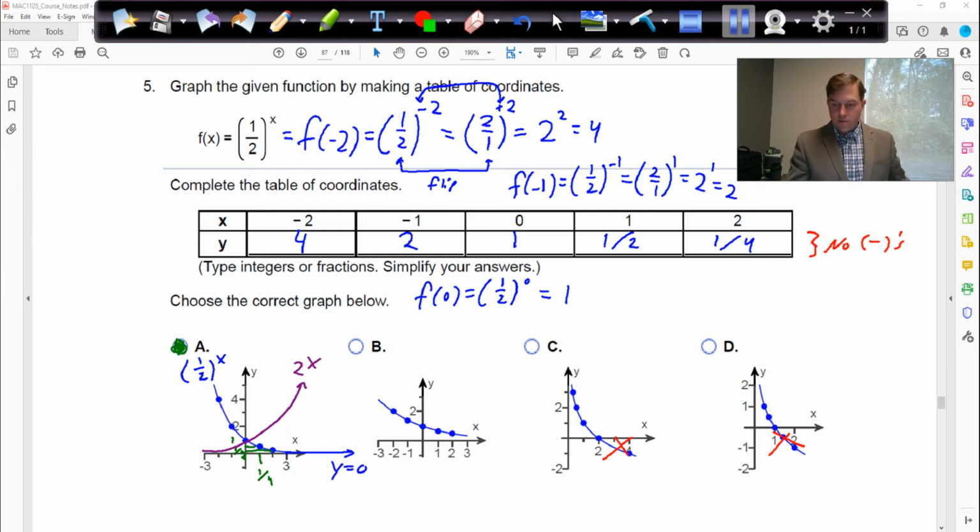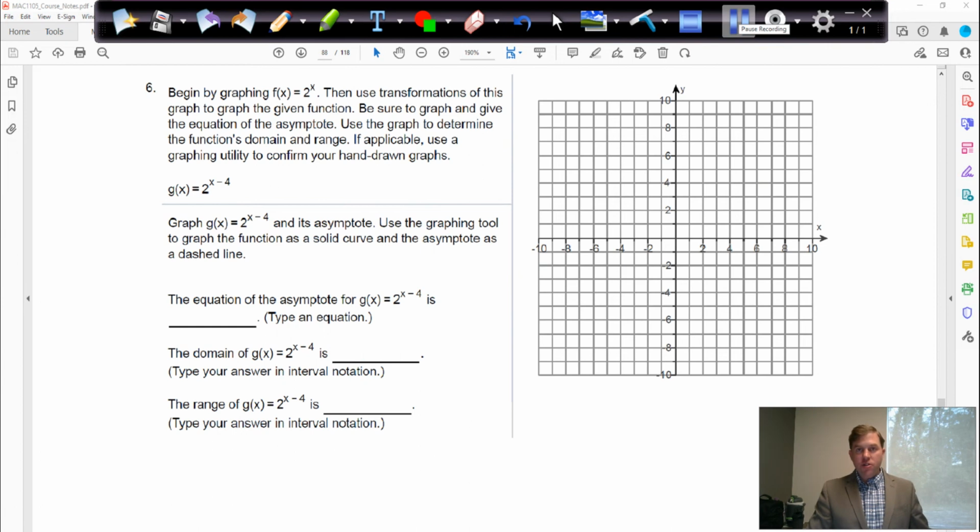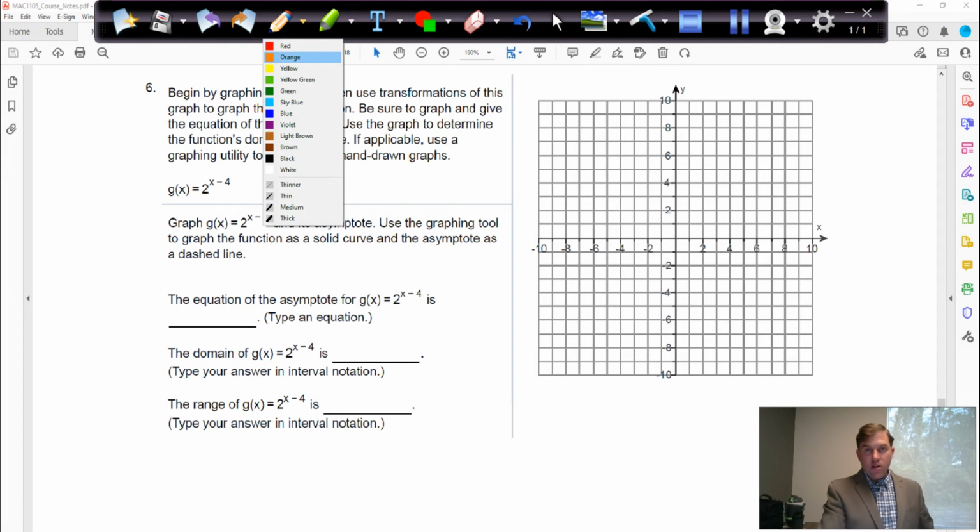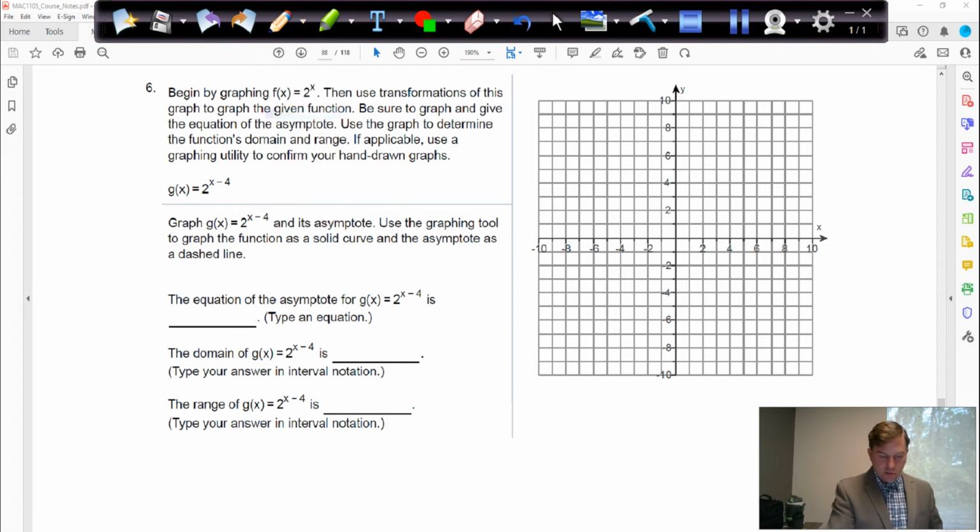Okay, so that's 5. Okay, in problem 6, they want us to use the same base function, 2 to the x, and then they want us to do 2 graphs, one with that, and then one where we just transform that graph. So we're going to save ourselves time if we remember our graph transformations. Let's review what 2 to the x was, though.